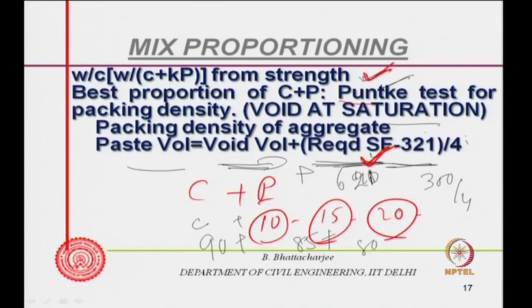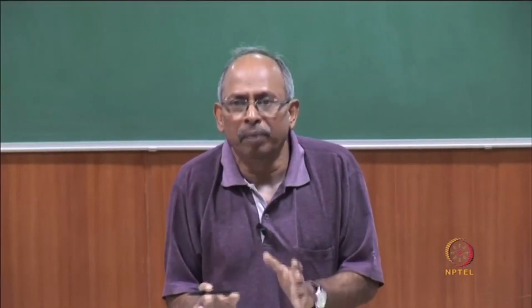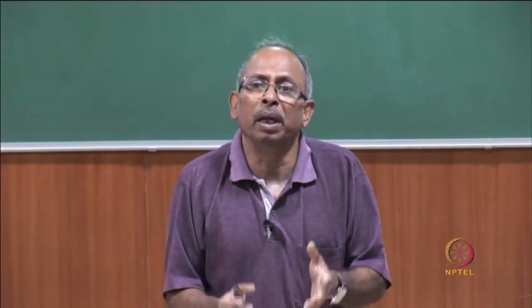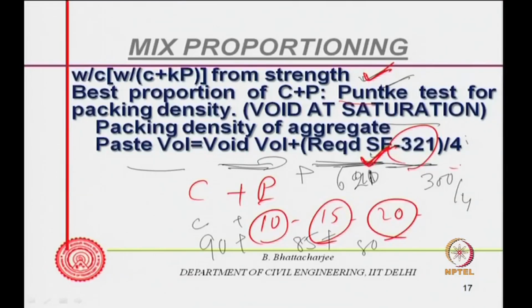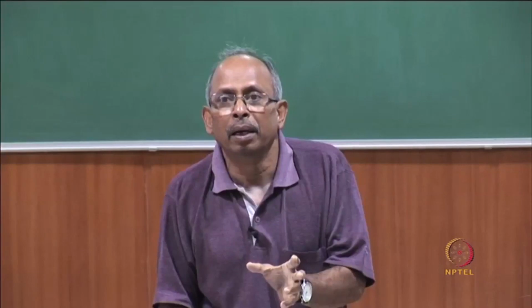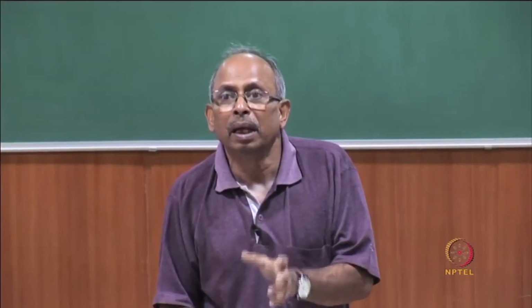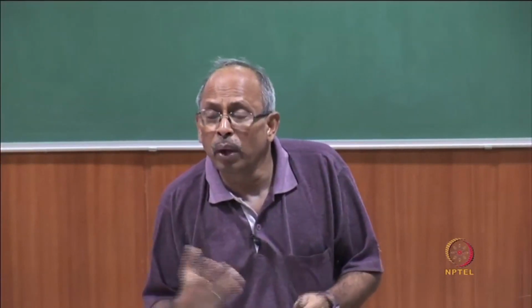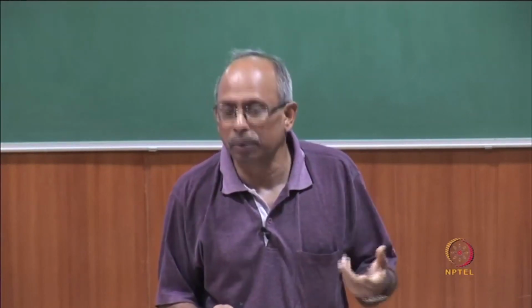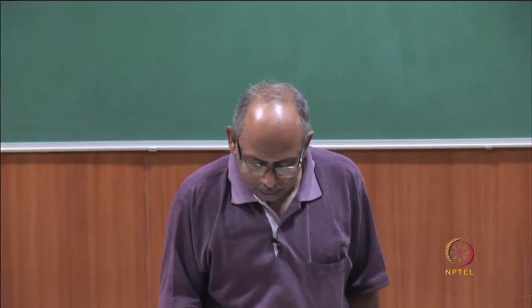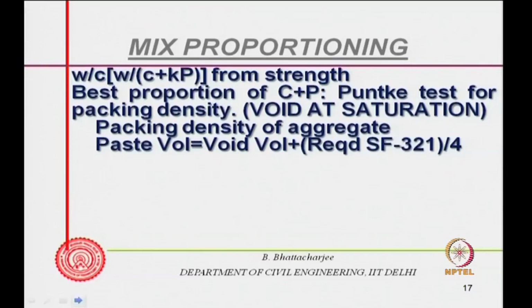The equation of course is empirical, so the units etc. are to be seen, but this equation may not be universally valid. Found out in one case, somebody else might find somewhat different values and so on, but at least the qualitative understanding is very clear. Void volume plus, if you require more slump flow, more fluidity, then you would require more paste, and this is understandable from our discussion in different lectures.